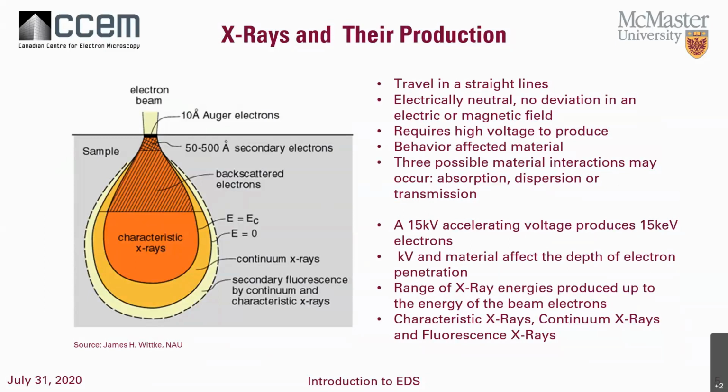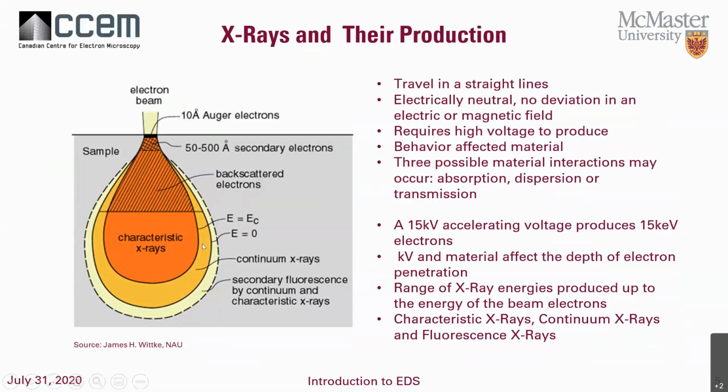Now, when we're talking about the actual production of X-rays, if we have on the SEM an accelerating voltage of 15 kV, we're going to produce 15 keV electrons. The kV and material affect the depth to which the electrons of the primary beam penetrate. And the range of X-ray energies produced once the beam interacts with the specimen is basically from 0 to the energy of the electron beam. So 15 kV in this case.